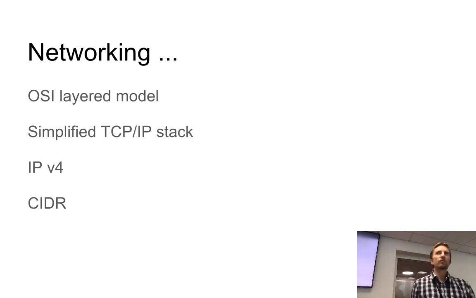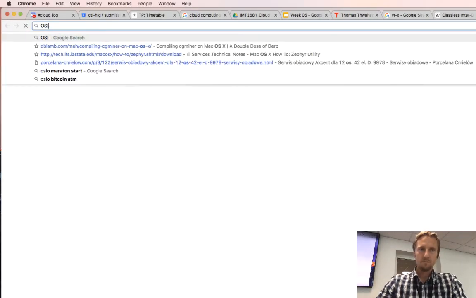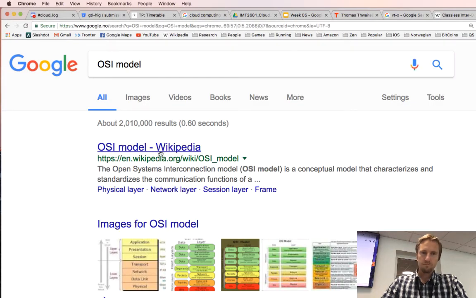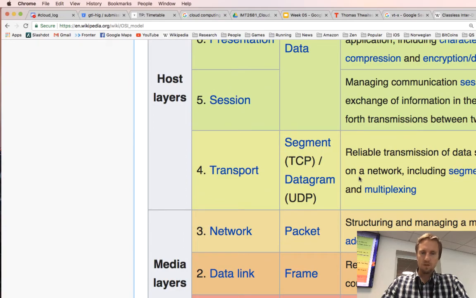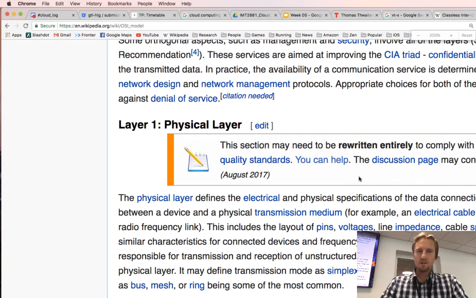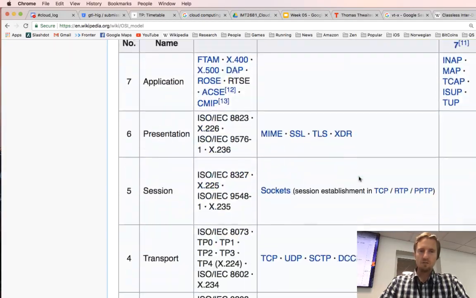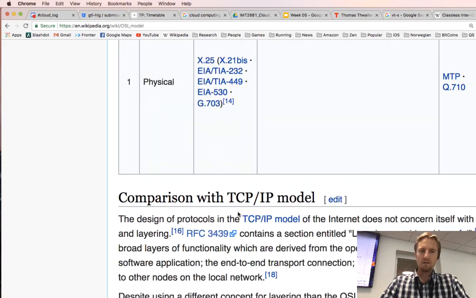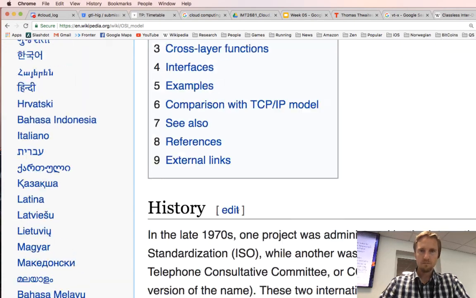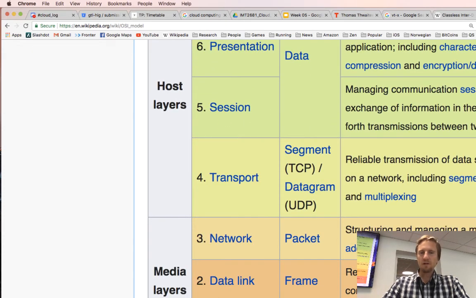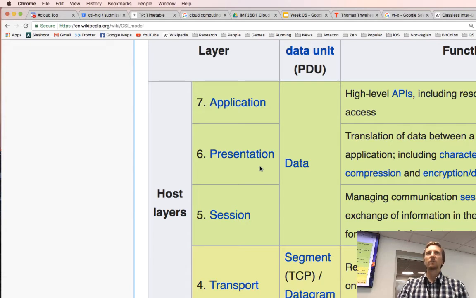All right? So how many of you know the OSI networking model? How many of you have seen this before? Yeah, it doesn't fit on the screen, but it starts with the physical layer. So you have a physical layer at the bottom, then we have a data link, network, transport, session, presentation, and application layers. Have you seen that diagram before?